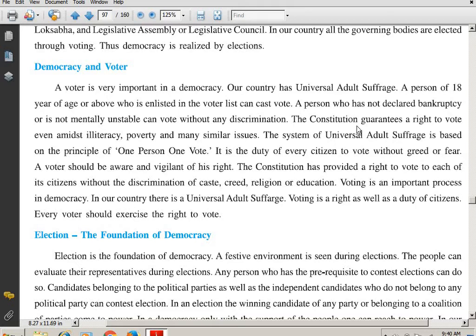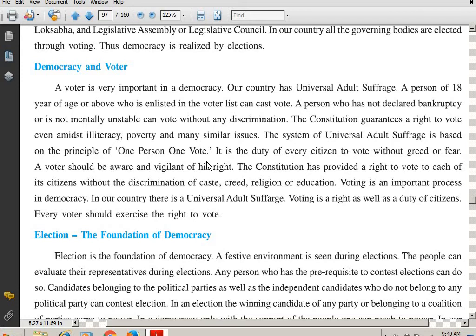The Constitution guarantees the right to vote even amidst illiteracy, poverty and many similar issues. Whatever the issues may be, the person has a right according to the Constitution to cast his vote. The system of universal adult suffrage is based on the principle of, underline that, one person, one vote.